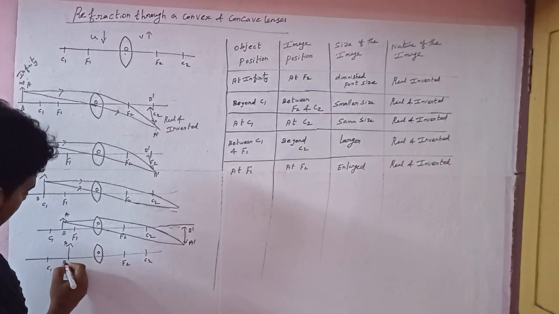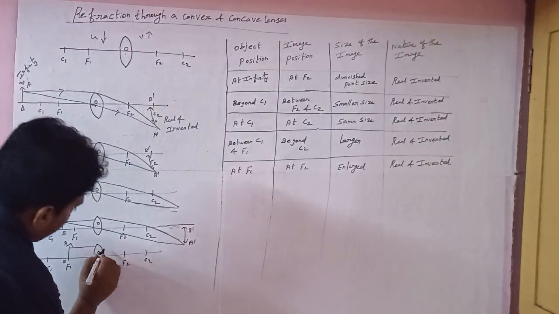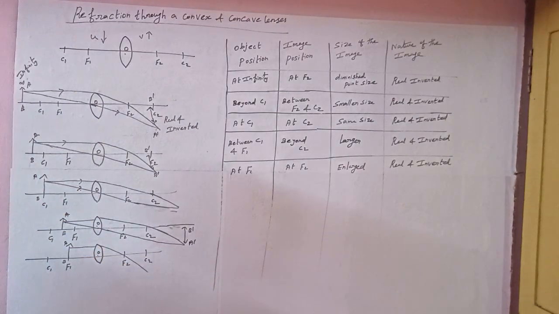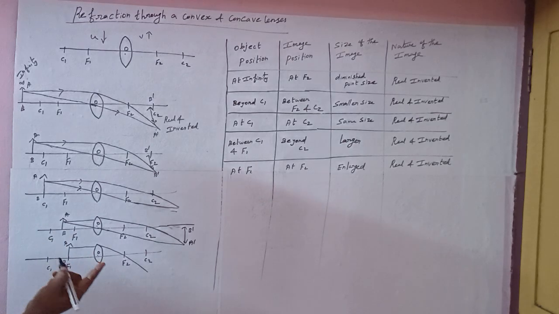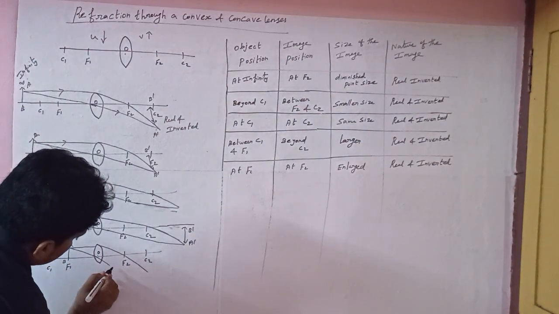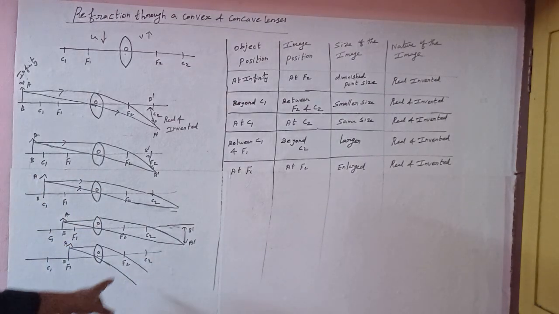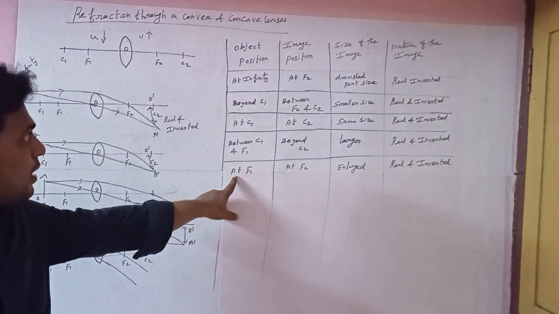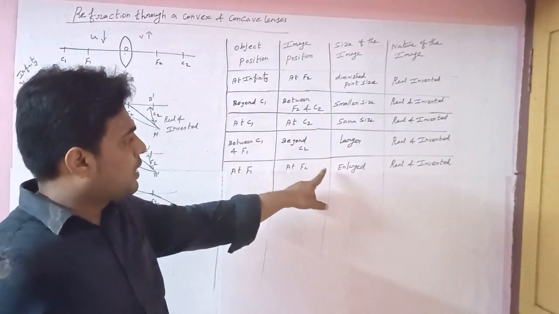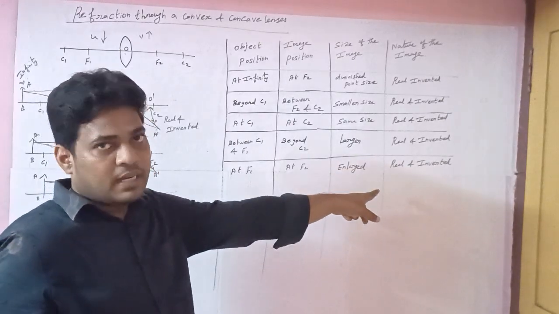The light ray travels from rarer medium to denser medium, so the light ray will bend. The bending of the light ray will be converging at F2, because the convex lens is a converging lens. Another light ray will travel through the optic center without deviation. If anyone says the answer, because this is the fifth condition, the object is at F1, so we get the image at F2, the size of the image is enlarged, and the nature of the image is real and inverted.